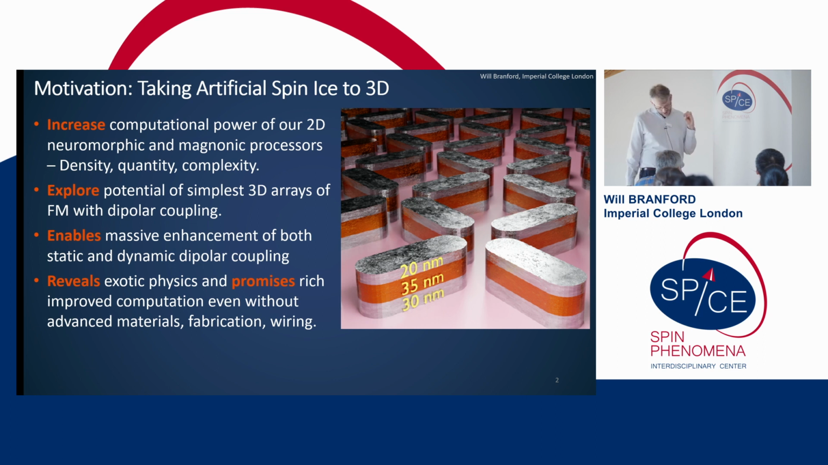We want to explore even this really simple 3D array with just a very simple ferromagnet, which is just going to be permalloy, and then a spacer layer to allow the dipolar coupling through the stack. What I'm going to show you is that this enables a massive enhancement of both the static dipolar coupling and also the dynamic dipolar coupling within the system. That's going to reveal, even in these really simple structures, some really exotic physics. And that promises a new generation of these artificial spin ices with improved properties for computation.